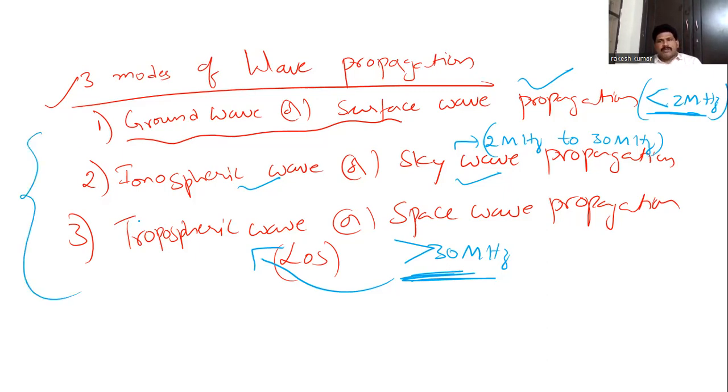A doubt you may get is: how much height above the earth surface will the ground wave travel? Similarly, how much height will the signal reach in ionospheric wave propagation and in tropospheric wave propagation? Let us draw the diagram, which indicates the height above the earth surface.